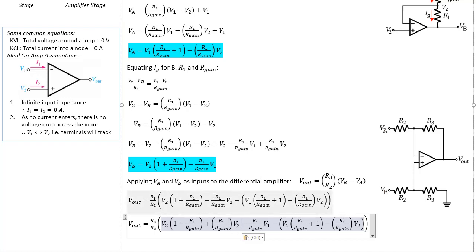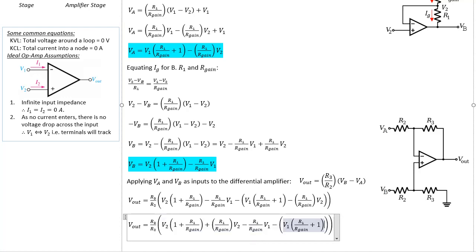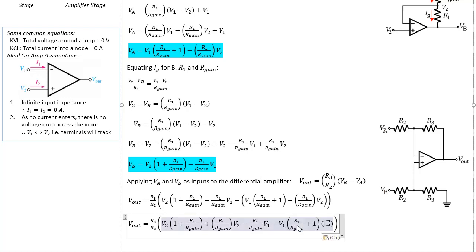Now for our V1. Well, this is a negative R1 over R gain times V1, minus V1 and then R1 over R gain plus 1. So basically, this term is now gone. For V1, you have this and you have to combine it with that. So it's going to be just minus, and nothing's changed. It's just going to be this term here. So it's going to be minus that term. Then I don't need this anymore.